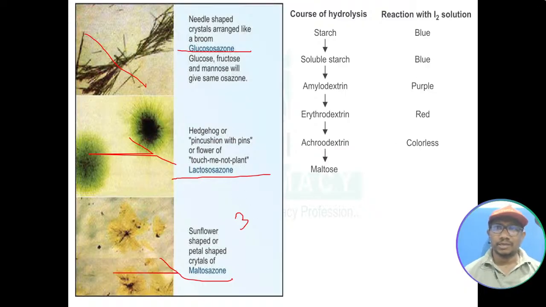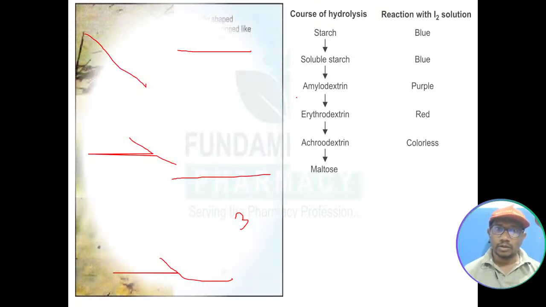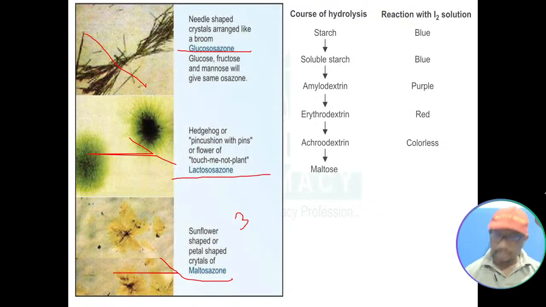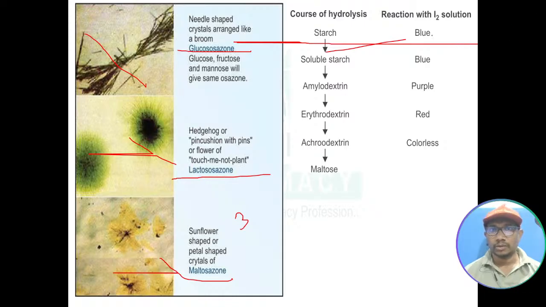There is one test in pharmacognosy also. You might have studied. When starch is treated with the iodine solution, starch will give you blue color with the iodine solution. When starch is hydrolyzed, it will become a soluble starch. Soluble starch will also give you blue color with the iodine.